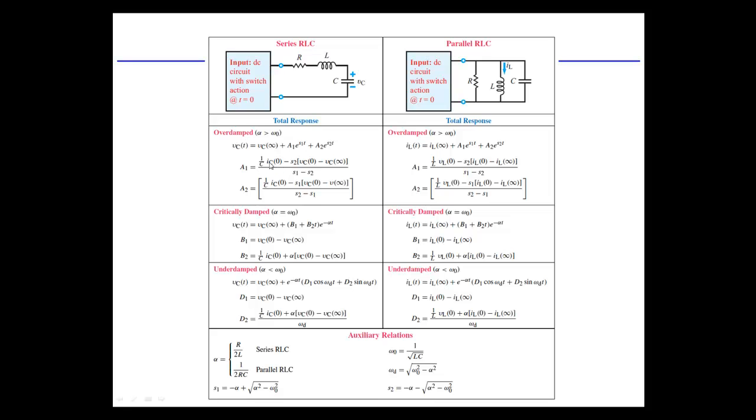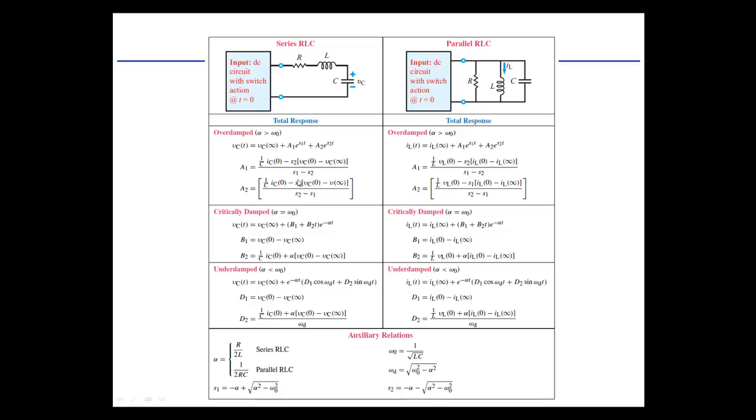Now this is an important point. If you look at the general form solution, let's take A1 as an example. To calculate A1, you notice it depends on VC0, but it also depends on VC infinity. And VC infinity is dependent on the forcing function. So A1 and A2 will therefore depend on the forcing function as well in the case where it's not a natural response.